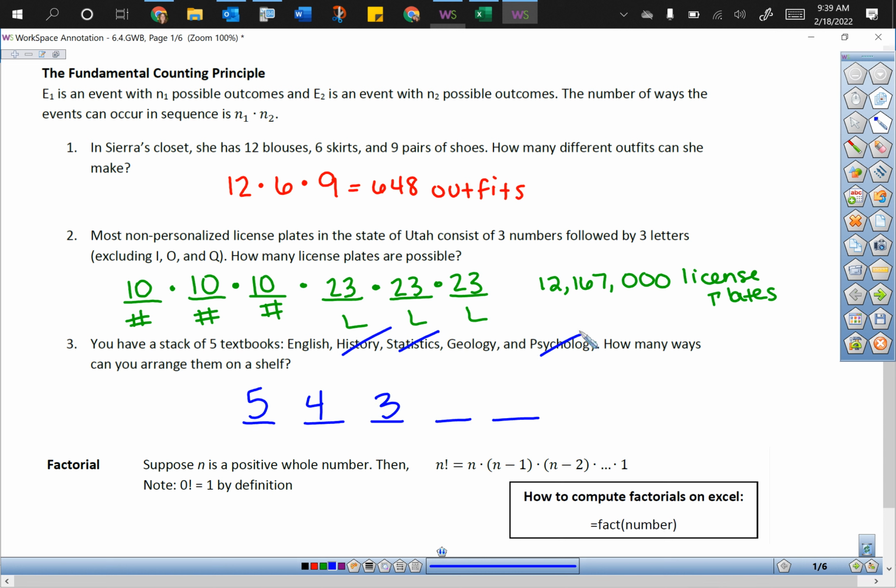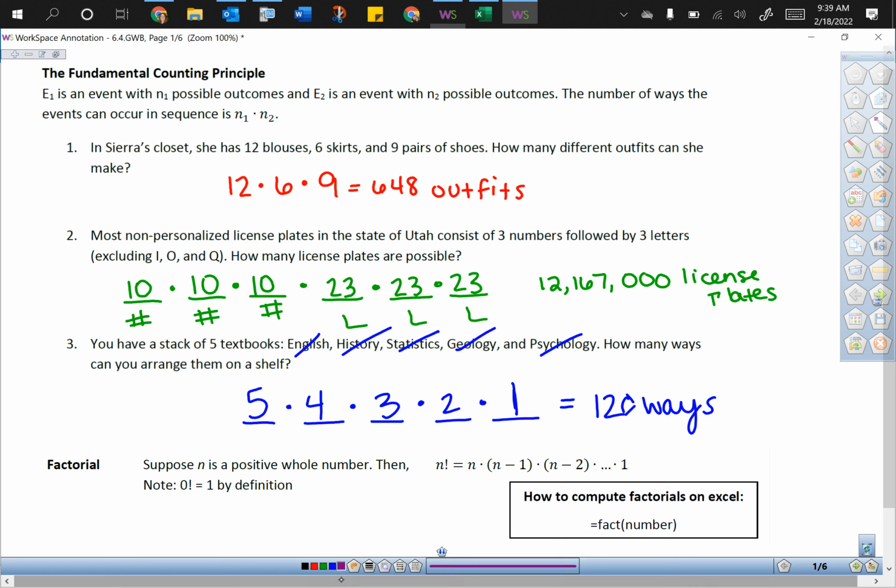How many options do I have left for my fourth option? 2, and I'm going to put English because that's great. And then that means I only have 1 book left for my last option, and that's going to be geology because no thank you. You know what I'm saying? Okay, now we just multiply those all together. 5 times 4 times 3 times 2 times 1. And how many different ways can I arrange them? 120 ways.